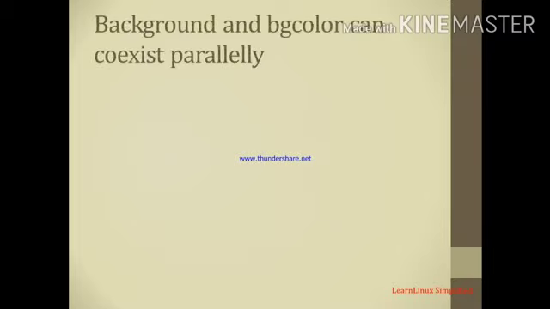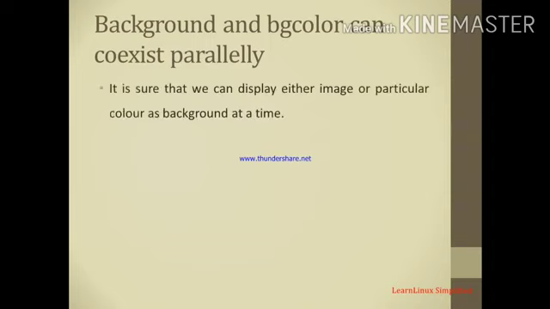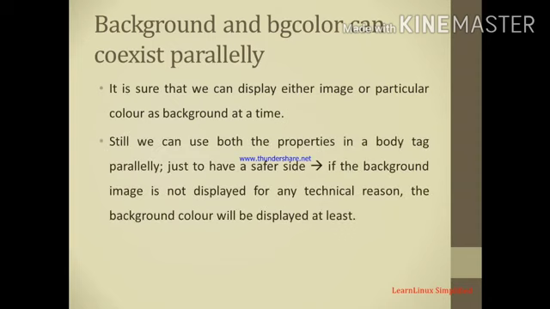Okay, next part is that background and BG color can coexist parallelly. Now here the contradiction occurs. If I am using a background image, then why should I use BG color? We can display either an image or a particular color as a background at a time, but still we can use both the properties in a body tag parallelly, just to be on the safer side.